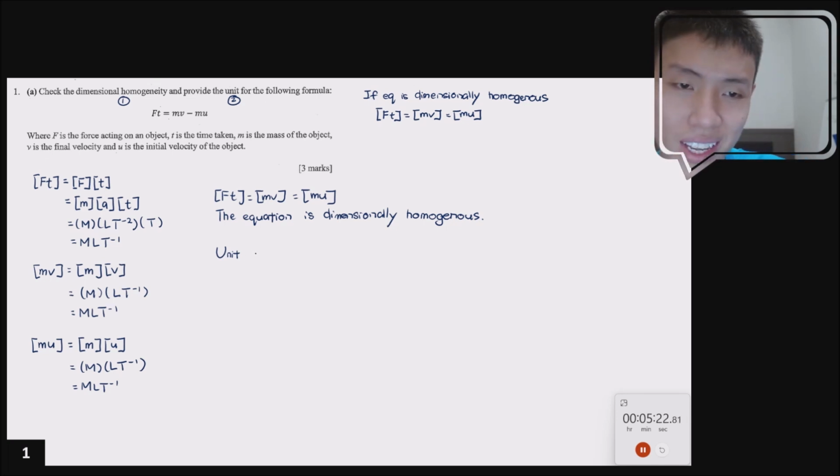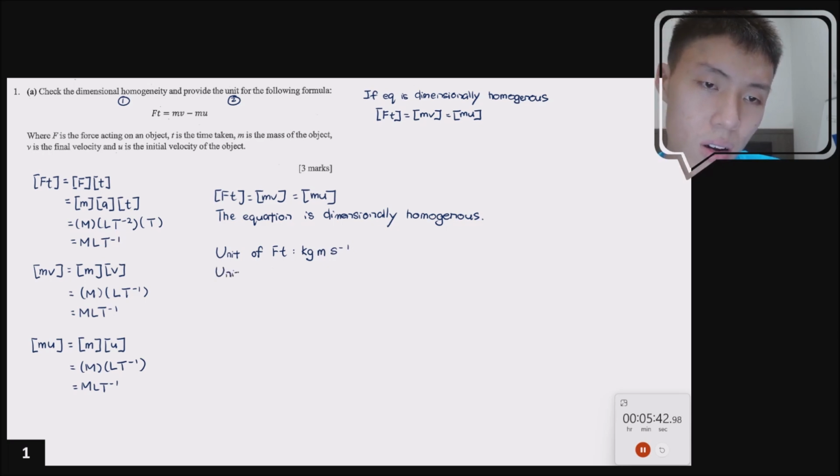I'll just give everything that I know. Okay, I know the unit of Ft because it's MLT^-1. M is mass, SI unit is kg. Length, SI unit is meter. T is time, so this is s^-1. So this is the unit of Ft. The unit of mv is also the same, which is kg m s^-1.